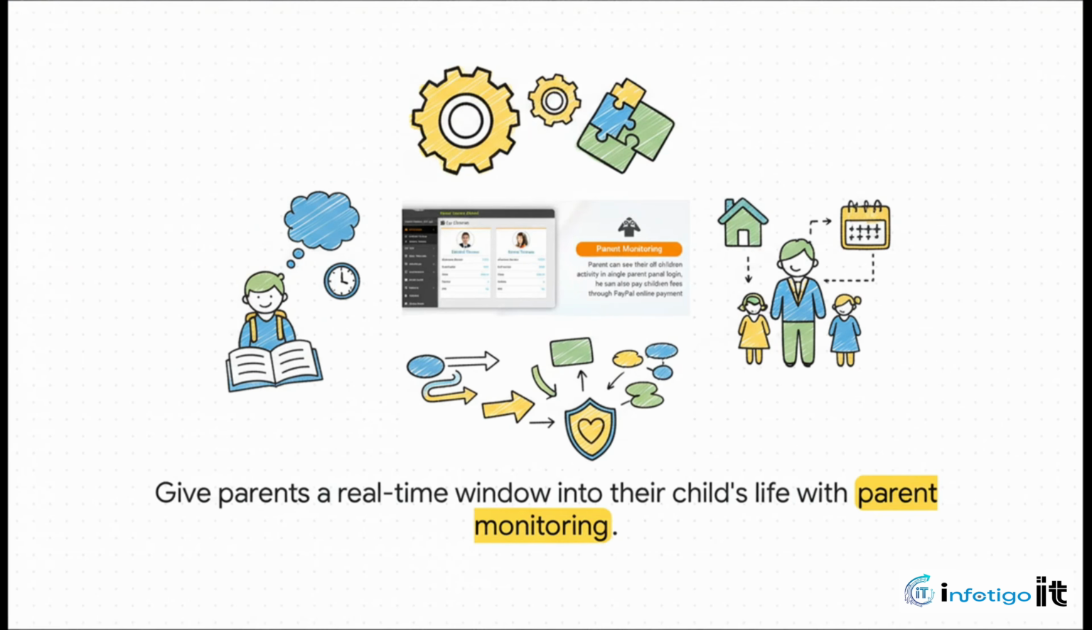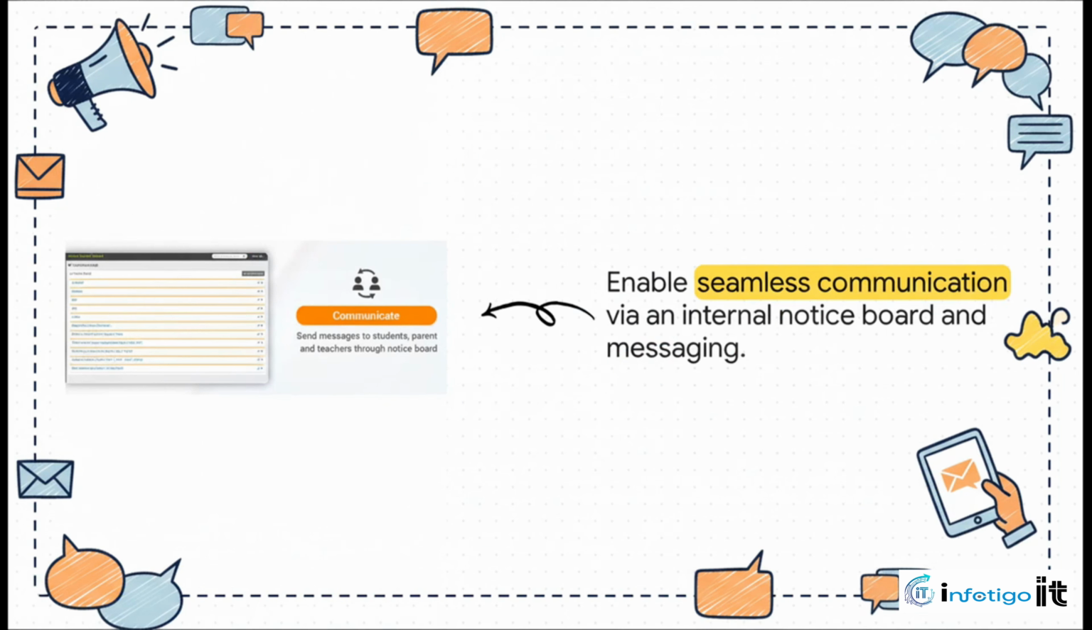We think it's so important to empower parents. This dedicated parent monitoring panel gives them a secure, real-time window into their child's life at school. They can see attendance, check on homework, look at grades, and even pay fees online. This really helps build a true partnership between the school and home. And what this does is close all those frustrating communication gaps. The internal notice board and messaging system makes sure that important announcements and private messages get to the right people instantly. Whether it's an admin sending a quick note to a teacher or a big announcement to all parents, it's fast, it's reliable, and it's all in one place.